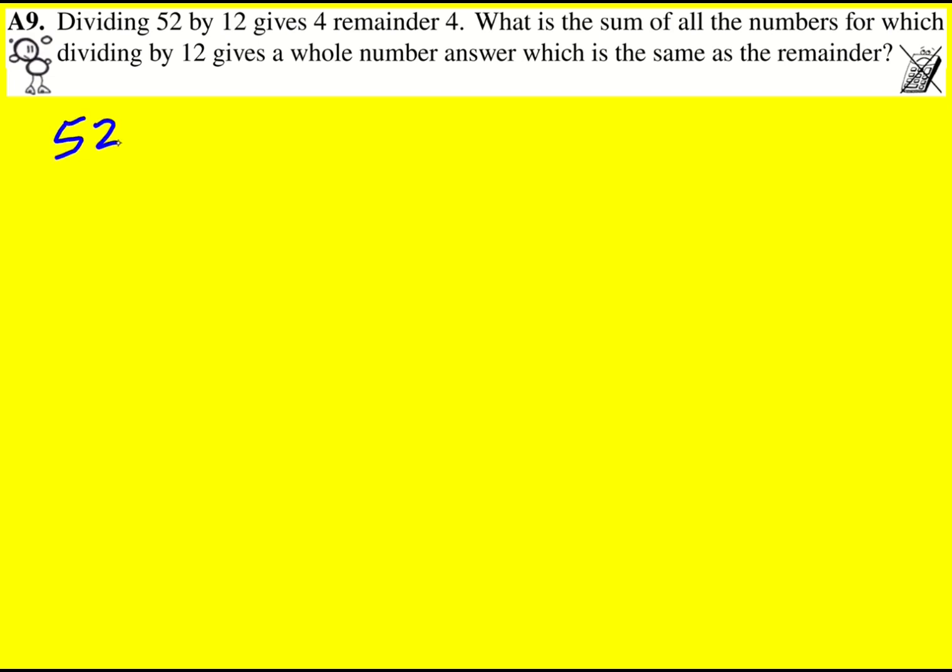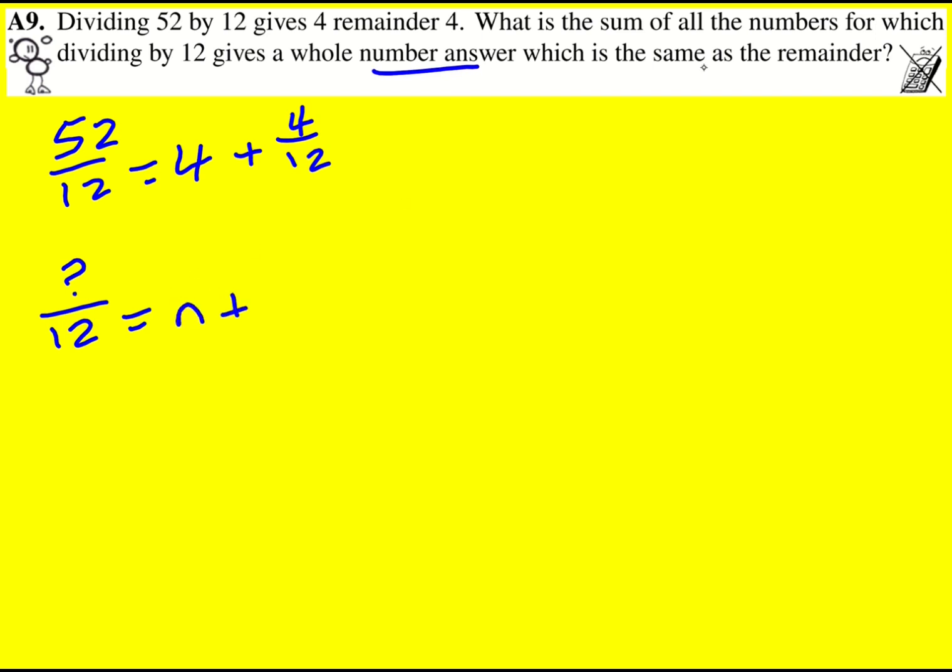All right, we've got 52. We divide it by 12, and it gives 4 remainder 4, which is actually 4 plus 4 over 12. And we're interested in the sum of all the numbers that when we divide by 12, we get a whole number answer, and then remainder exactly the same. So let me call that n. That's going to be n over 12 if I write it as a fraction, which means the question mark is going to be 12n plus n when I times through by 12, or 13n.